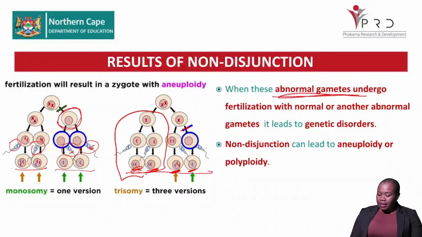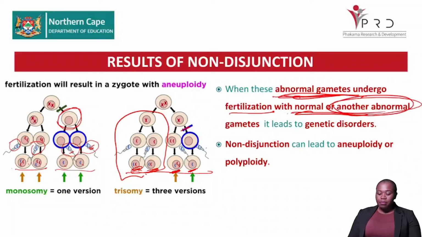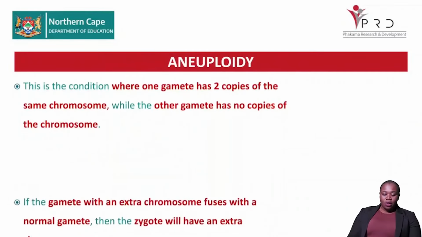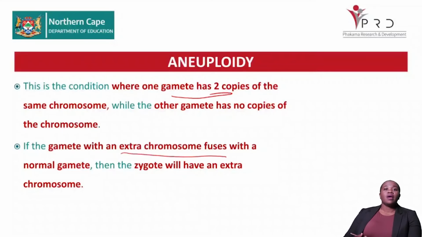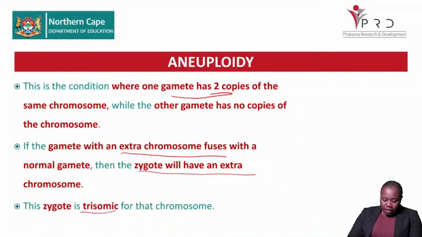So when these abnormal gametes undergo fertilization with normal gametes, then we can have genetic disorders. We can also have an abnormal gamete undergoing fertilization with another abnormal gamete, which would also lead to another disorder, right? So non-disjunction can lead to aneuploidy, or it can lead to polyploidy, right? Okay, so when we are looking at the condition, we would be looking at a condition whereby one gamete has 2 copies of the same chromosome, meaning that the chromosomes have failed to separate. Therefore, now we have 2 copies of the same thing, while the other gamete will not have a copy of that specific chromosome, right? And then if the gamete with an extra chromosome is then to fuse with a normal one, it means that we will see a zygote with an extra chromosome. Which also then means that we are looking at trisomy.